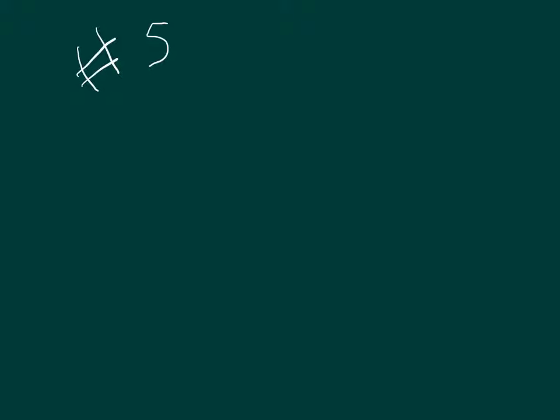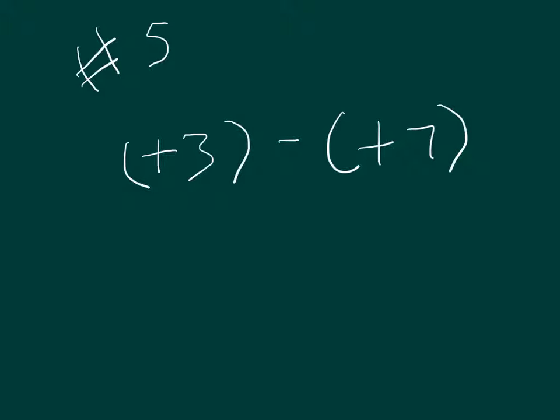You are using models to figure out how to subtract integers. So number 5a is positive 3 subtract positive 7. And if you recall, we're going to use blue integers for our negatives and red for our positives. So in this case, we're not going to require any negatives to start with, but we may need some later. So let's take a look.